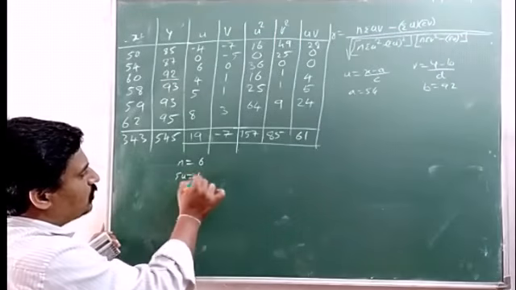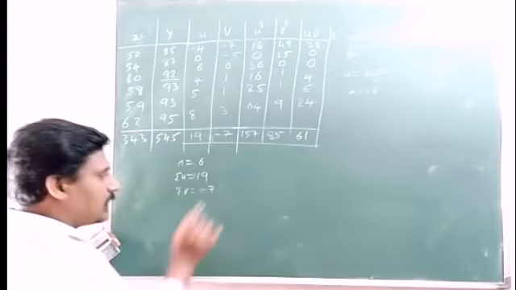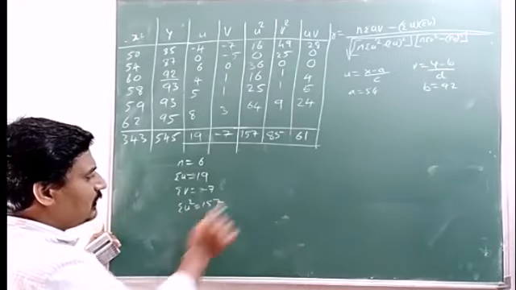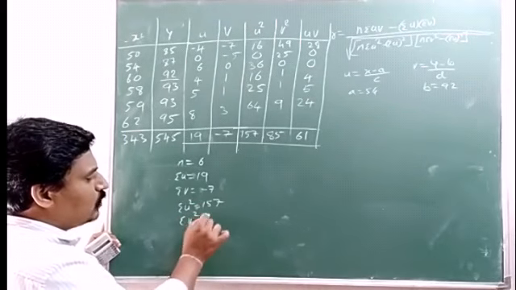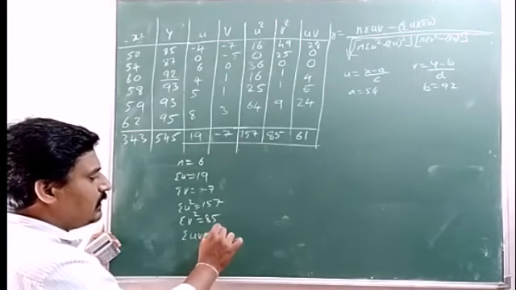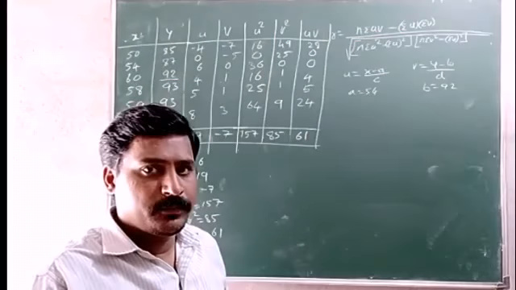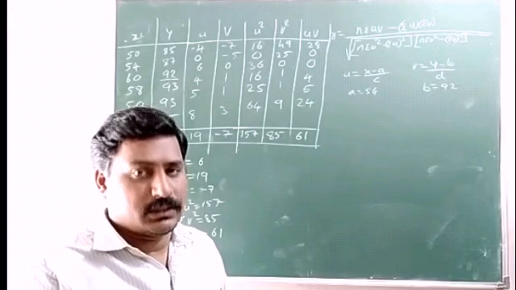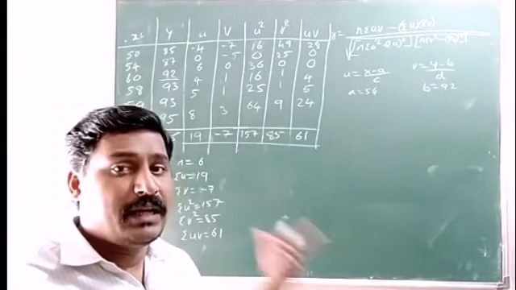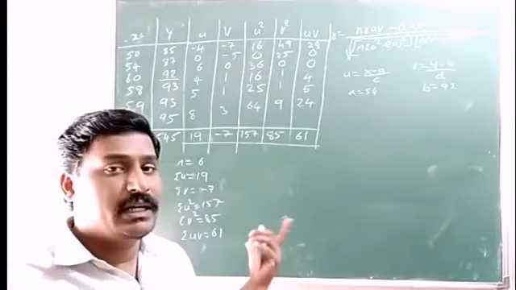Summation u is equal to 19. Summation v is equal to minus 7. Summation u square is equal to 157. Summation v square is equal to 85. And summation uv is equal to 61. Just substitute these values in the formula. We get the same answer what we got by solving the problem by direct method, by taking x and y directly. So here also we get the same answer.